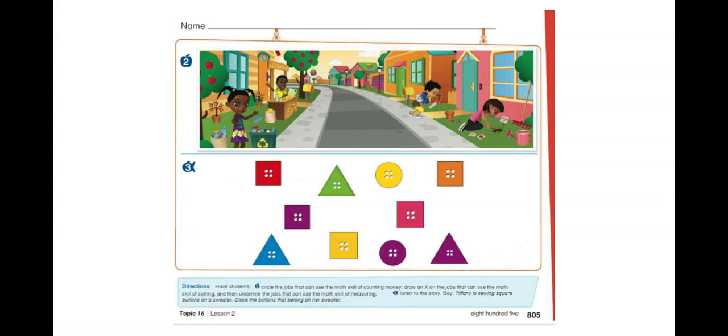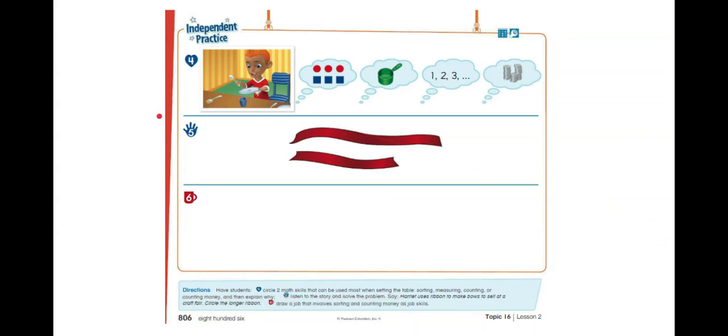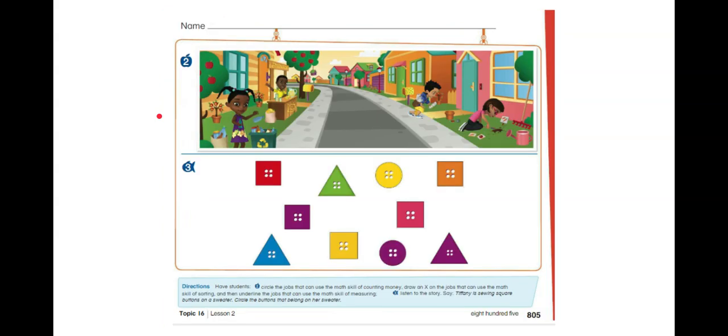Let's go on to the next page, page 805. Here, let's see. We have another picture of students that seem to be doing something here. Circle the jobs that can use the math skill of counting money. And number 2, which of these jobs need the skill of counting money? For example, this boy is selling lemonade, so he's going to need to learn how to count money.